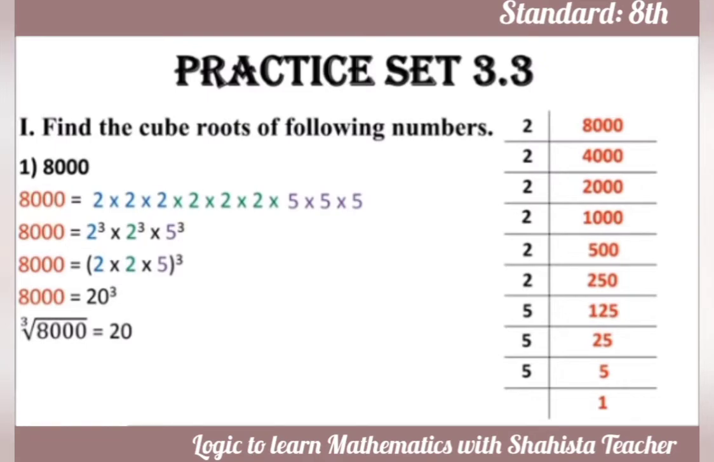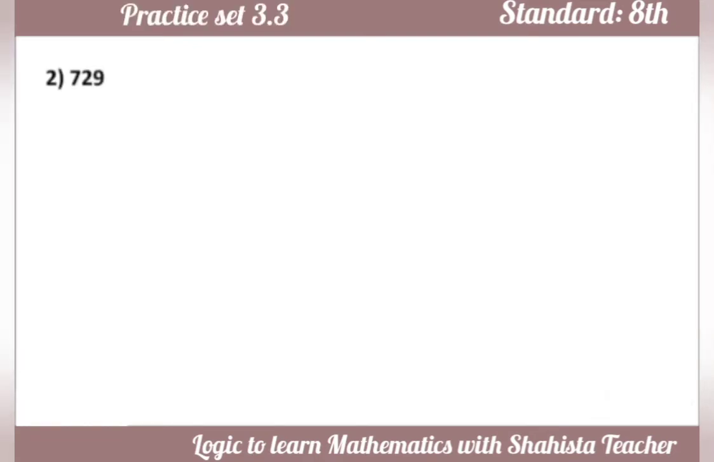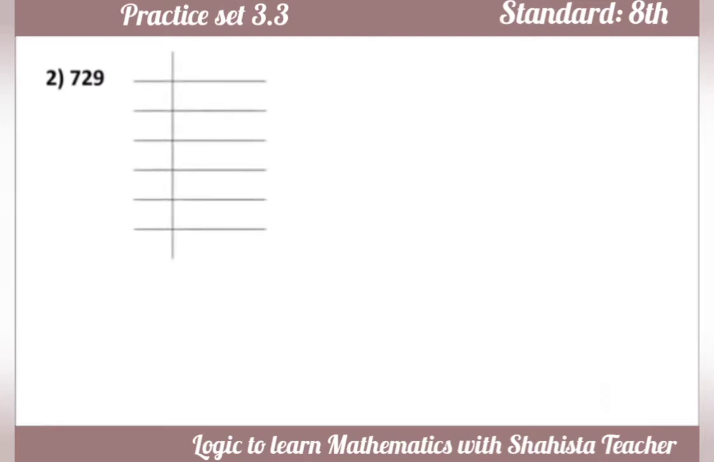Now let's solve another example. The second question is 729. The last digit is an odd number, so we try dividing by 3. 729 divided by 3 gives 243. Again 3 divides 243 to give 81. Again the last digit is an odd number.